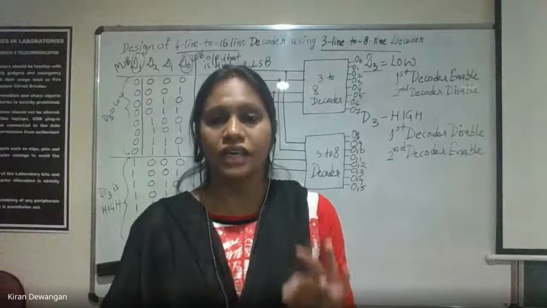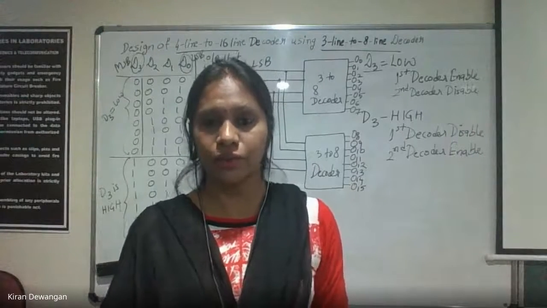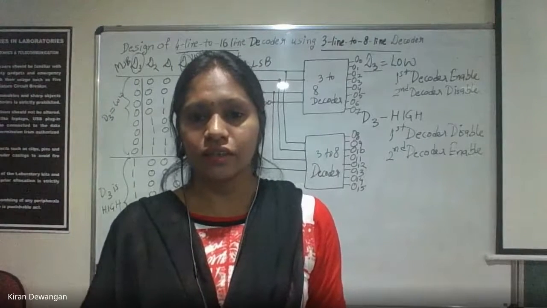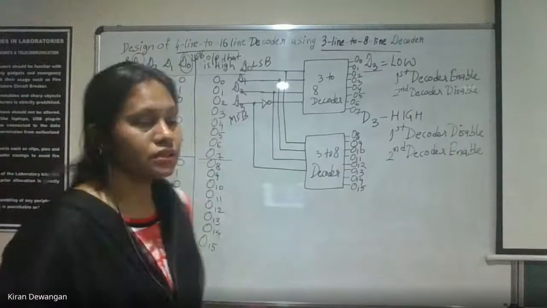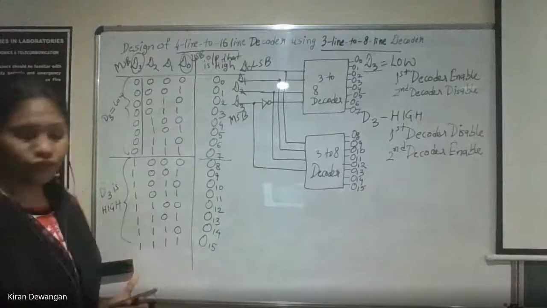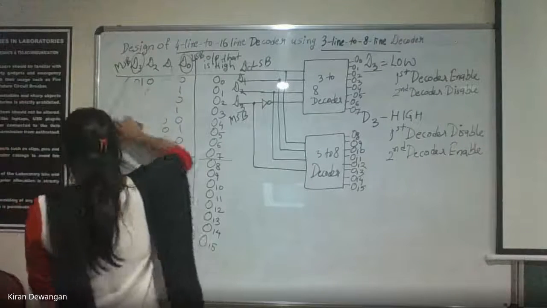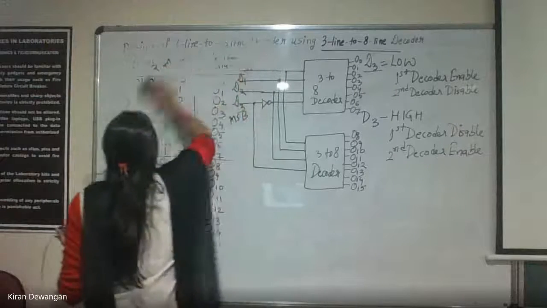Clear? Is the concept clear, everyone? Anyone who is having any doubt in this one? Is this clear? Reply fast. If it is clear, I'll proceed further. Okay. So this is the concept of 3 to 8 decoder use करके we have designed 4 to 16 decoder.